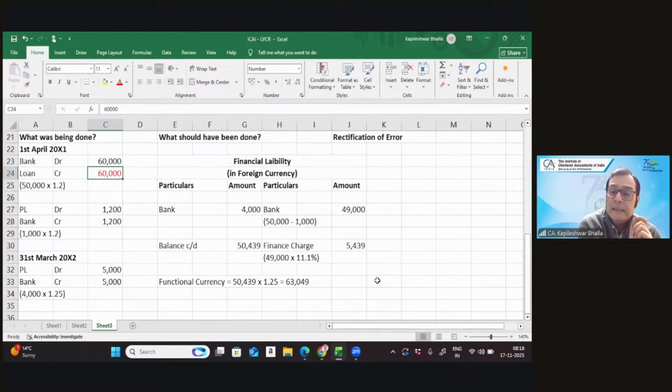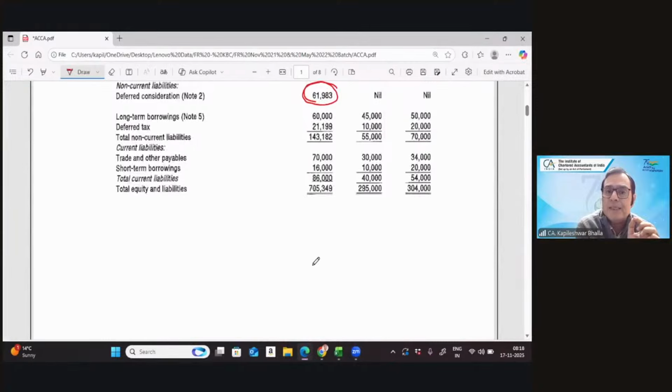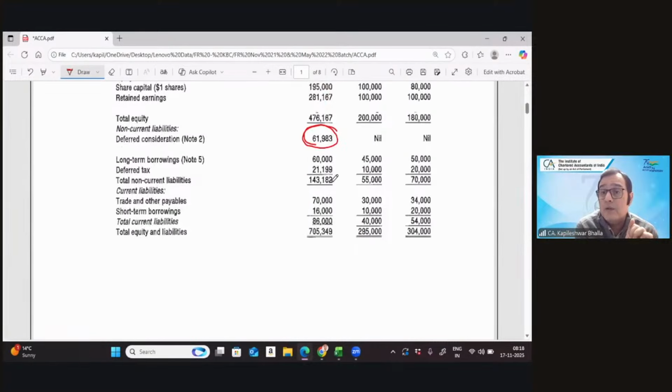Even if you go back in the balance sheet, you can see there is a long-term borrowings, which is appearing to the extent of 60,000. That means the long-term loan is appearing in the books at 60,000, but it needs to be updated at 63,049. So I think my life is simple now. We can simply say that this increase will be adjusted in RE. So I can just simply update the liability.